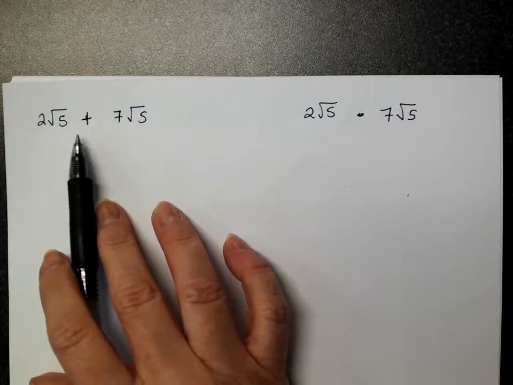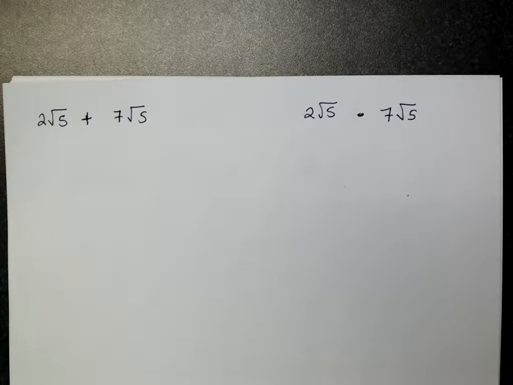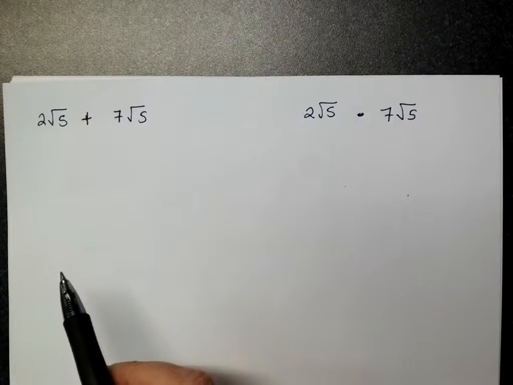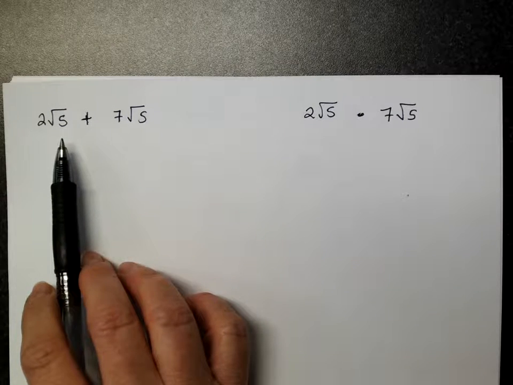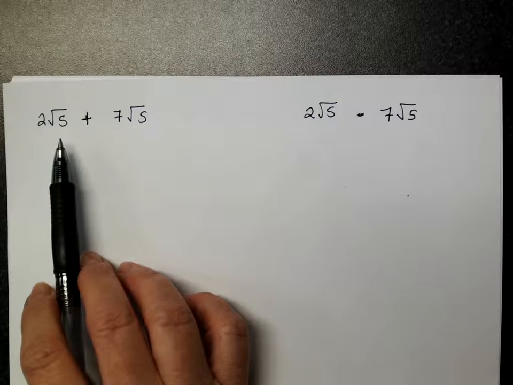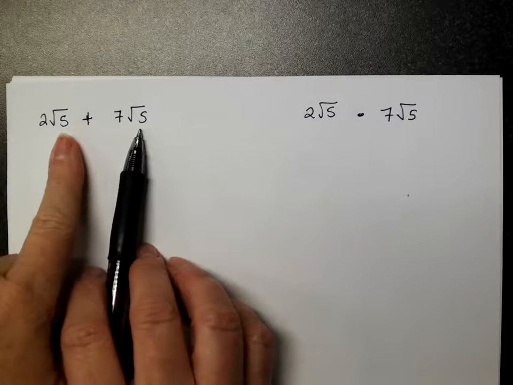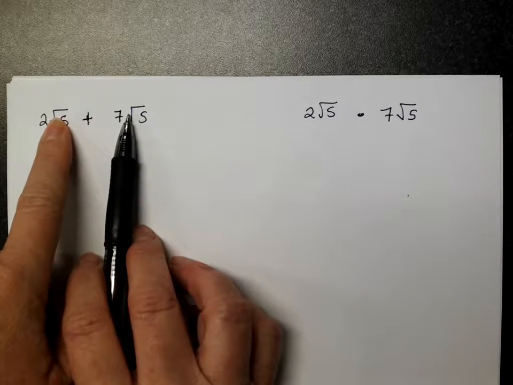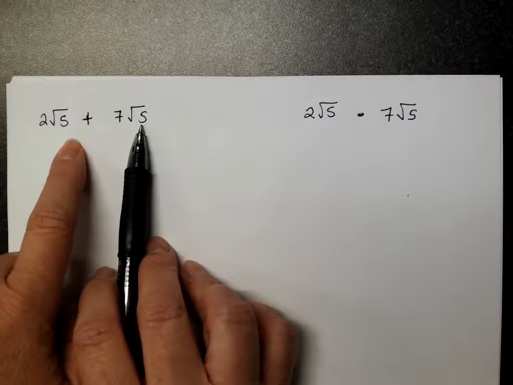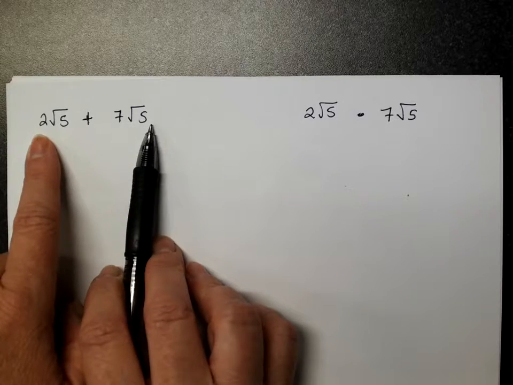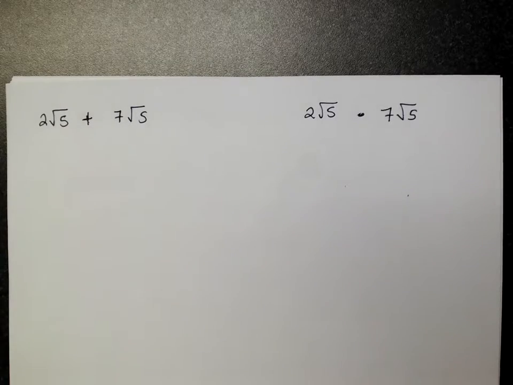In this case, can we add these? What do we need in order to add them? Okay, and in this case, no, we don't call it bases. That would be the term for exponents, but in this case, the same radicand and the same index. So these are like radicals, because they're the same index and the same radicand. This would be like saying 2x plus 7x, because the square root of 5 is exactly the same. That's like having the same base and the same exponent. Okay, like term, like radical.